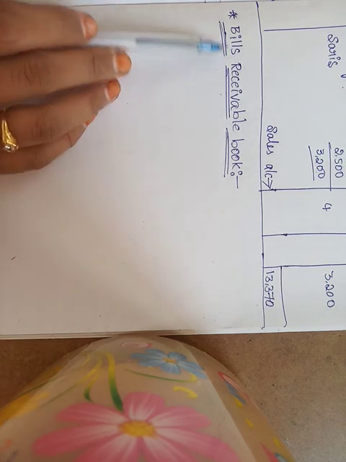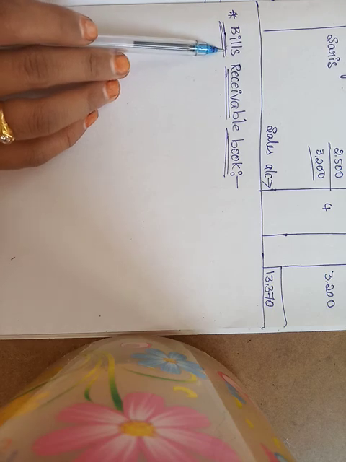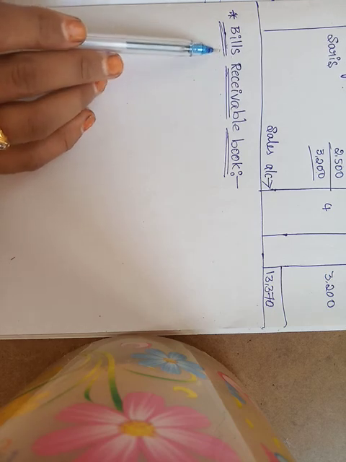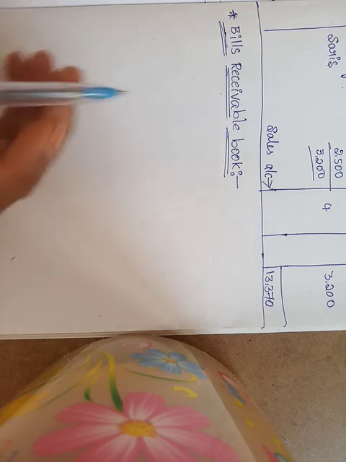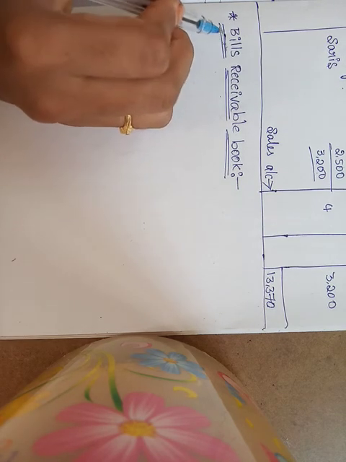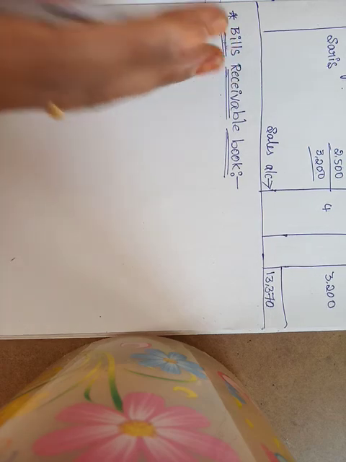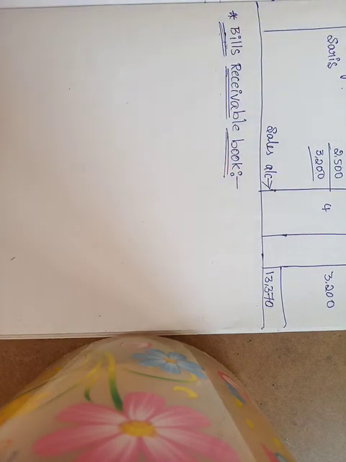A bill means what? What is the meaning of bill? A bill is an order given by a creditor to his debtor to pay a certain sum of money to or to the order of a specified person on a specified date. So this bill is one type of order that will be given by a creditor to his debtor for what? To pay a certain sum of money on a specified date to a specified person.